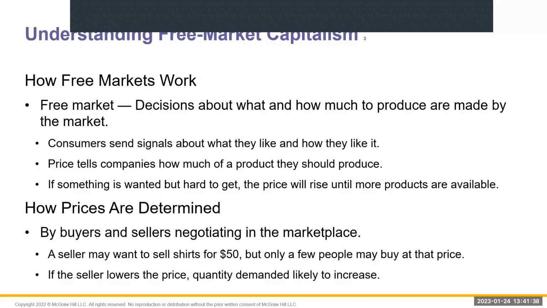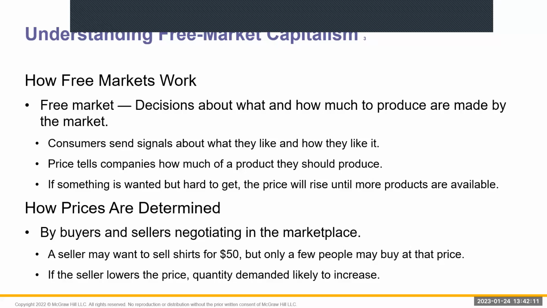How are prices determined? Well, as buyers and sellers negotiate it in the marketplace. And he gives a great example there, that second to last bullet point. A seller may want to sell shirts for $50, but only a few people may buy at that price. Well, it depends on what kind of shirt. It depends on the quality level and that type of thing. If you're trying to sell t-shirts for $50, you're probably not going to make a whole lot of money. No one's going to pay $50 for a t-shirt. But if you're selling really high-end linen shirts, yeah, you could charge more than $50 actually.